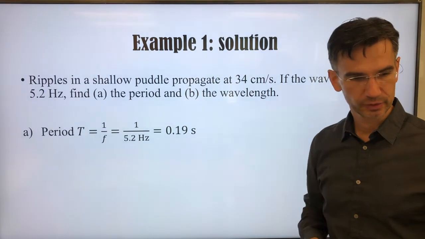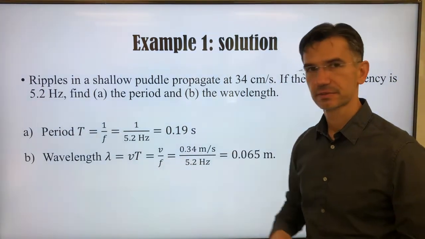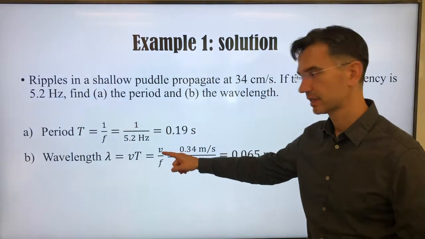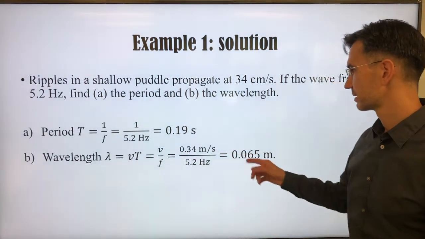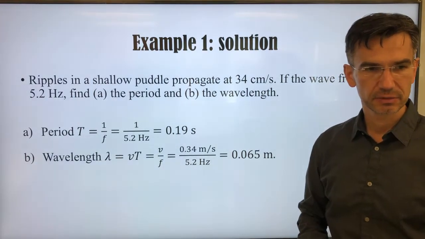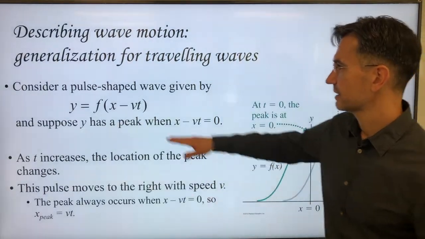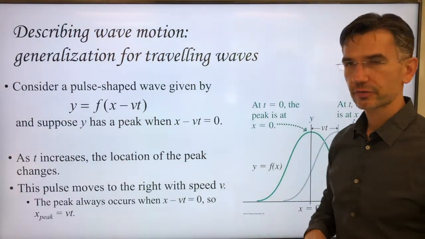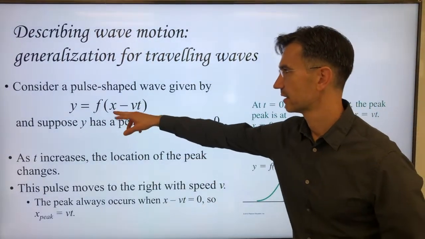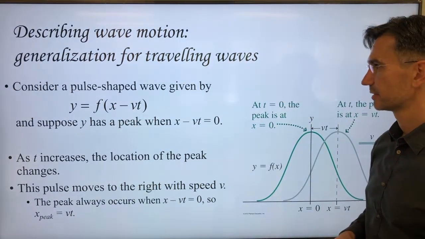This is 1 period of a wave, and then the wavelength is the velocity times the period, or otherwise the velocity over the frequency. And putting in the numbers, we have the wavelength is 6.5 centimeters. So we talked that this, in fact, is the general expression for a wave: y is any sort of function of x minus velocity times time.